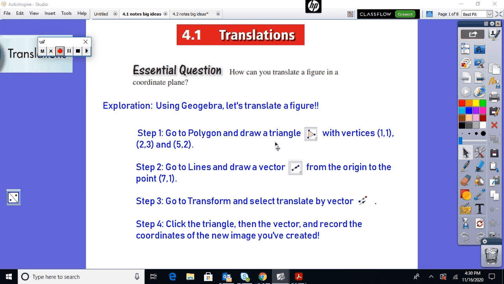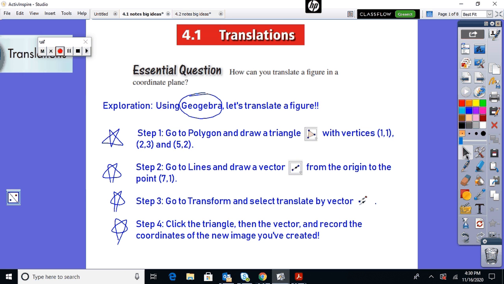All right, friends, welcome to the notes for 4.1, translations. We blast off into chapter 4, transformations. And what's that going to look like? Well, we're going to get a little help from our old friend GeoGebra. So, follow these steps as I complete them with everybody.